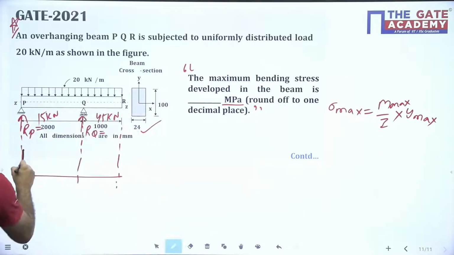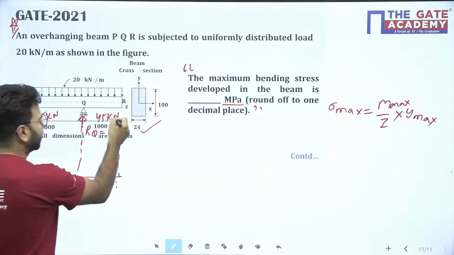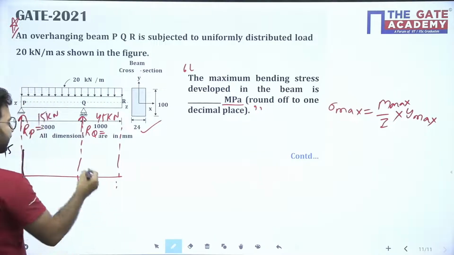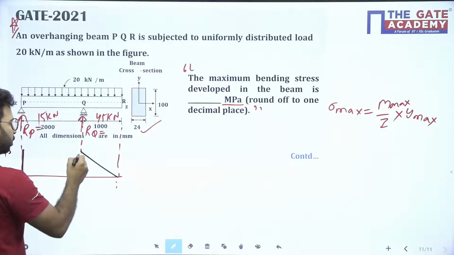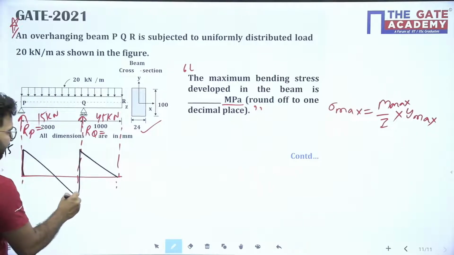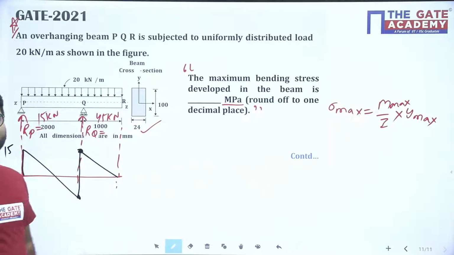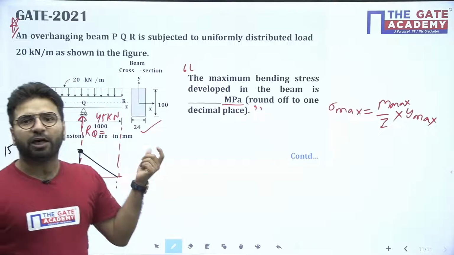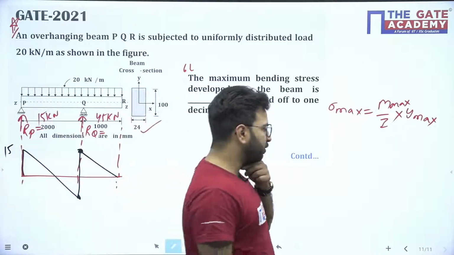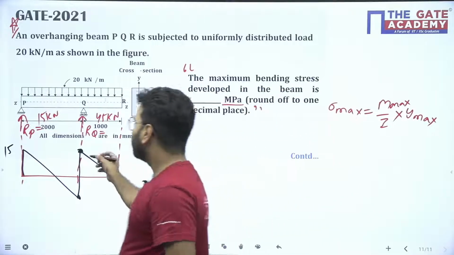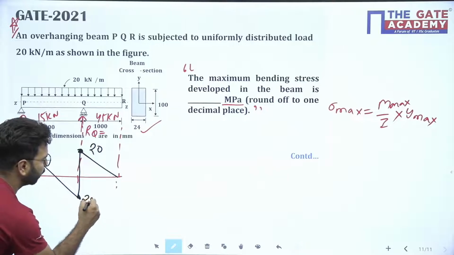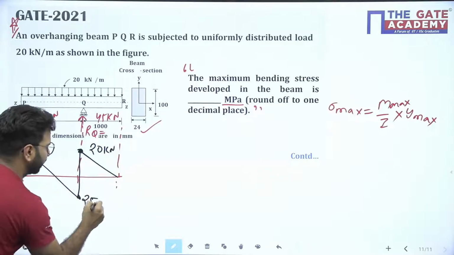Here it will go 15 definitely. Now here you can see the UDL is downward. How will the shear force come? The shear force diagram will come like that, yes or no? So how much shear force will be here? 20 into 1. Shear force will be 20 here, and the total reaction here is 45, so 25 will go here. So 20 kilonewton, 25 kilonewton.